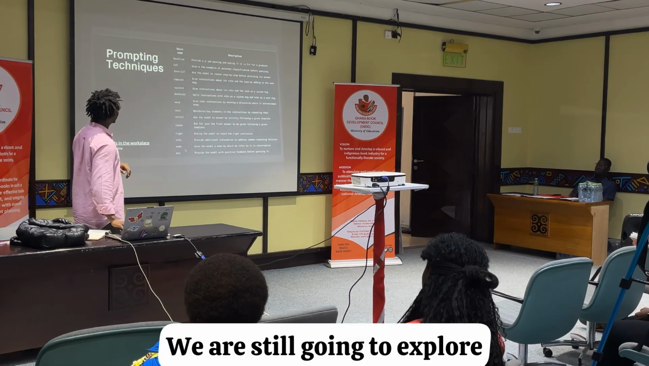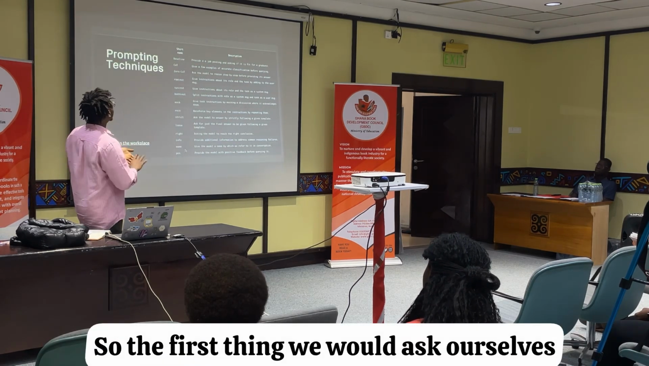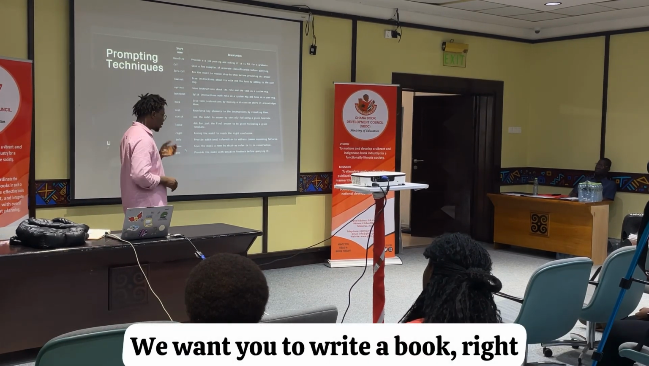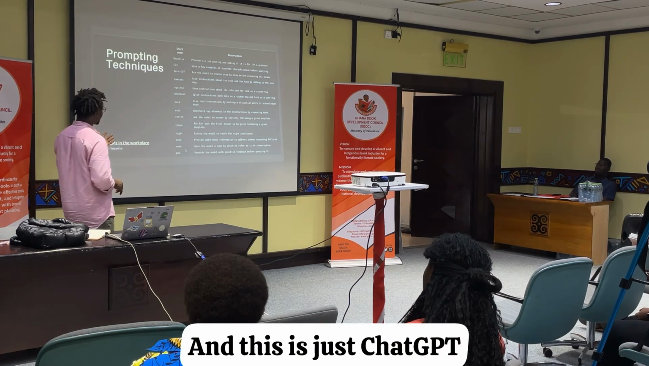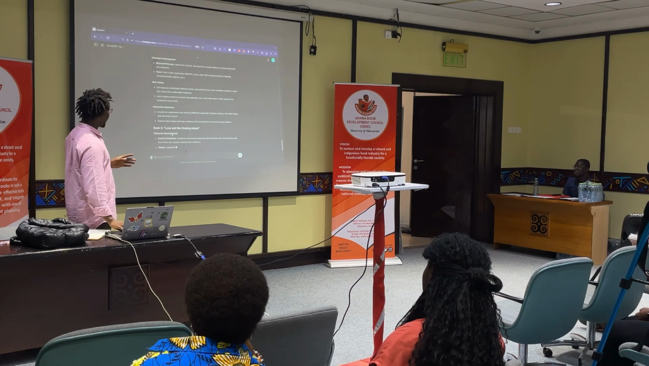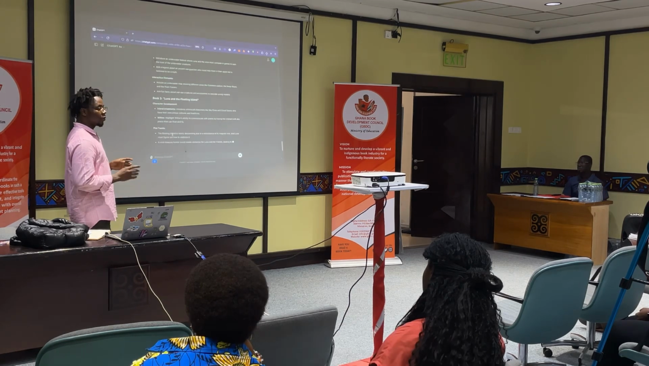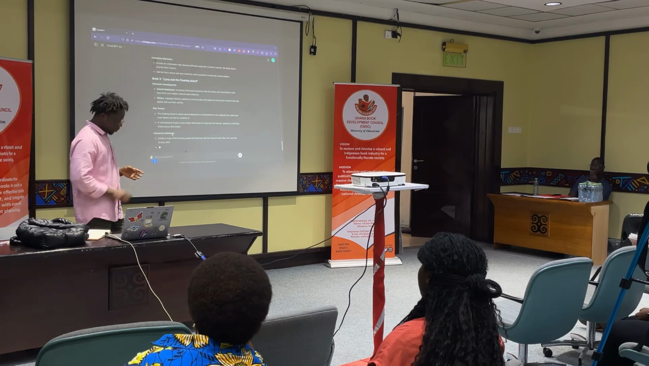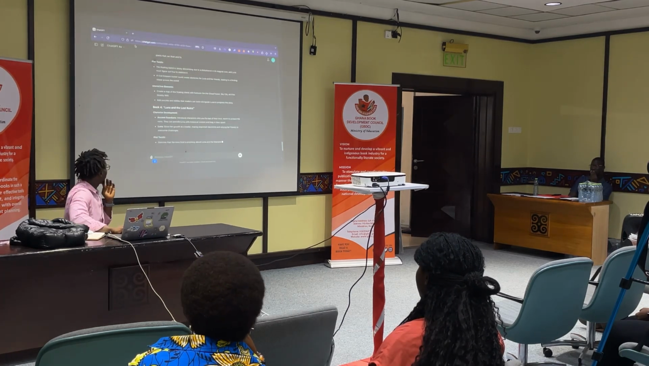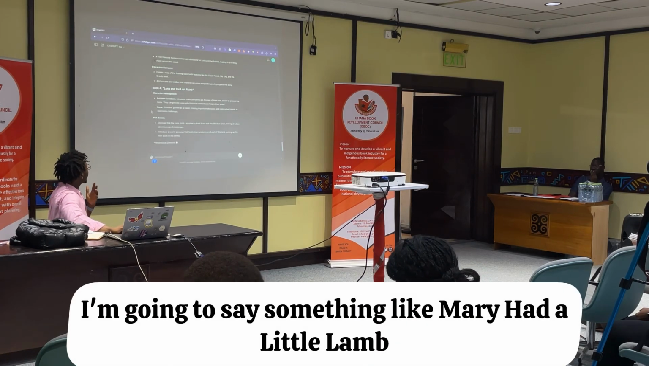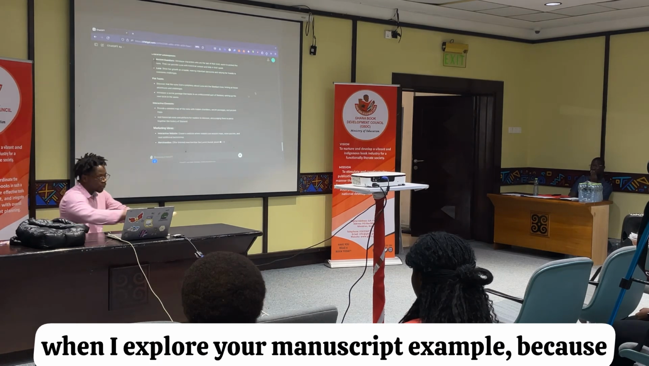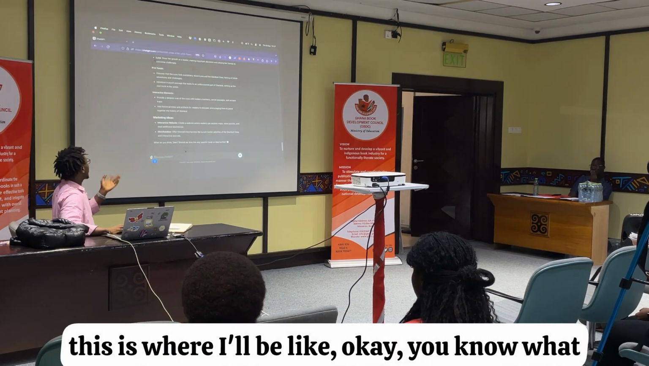We are still going to explore. So the first thing we would ask ourselves is, what objective are we looking to achieve here, right? We want you to write a book, right? And this is just ChatGPT. Can I give it a reference book and it would use that to learn? Let's think of Mary Had a Little Lamb. I'm going to say something like Mary had a little lamb, but maybe this is when I explore your manuscript example, because this is where I'll be like, okay, you know what?